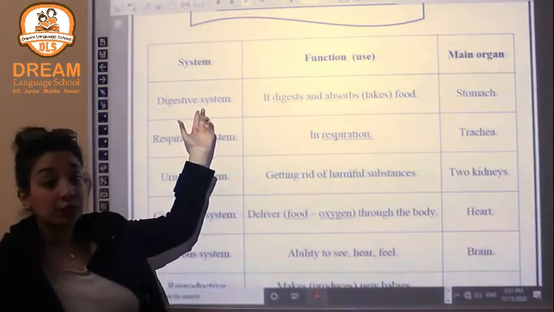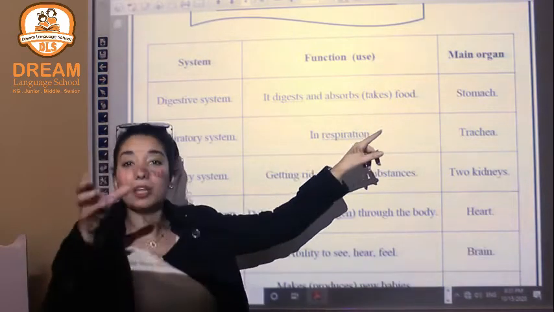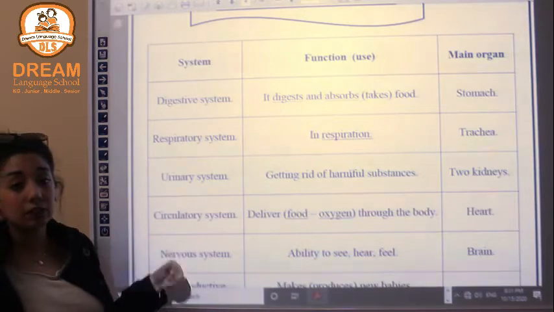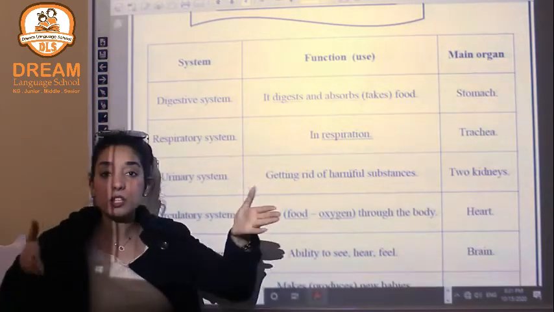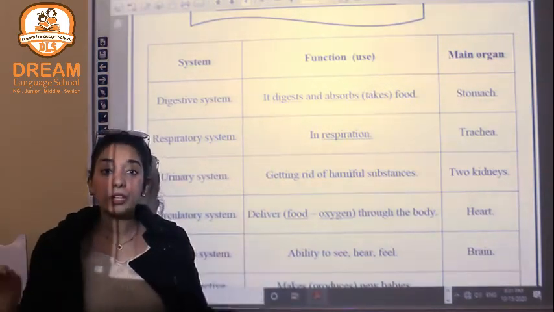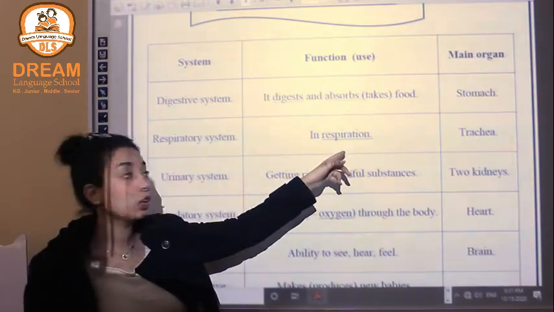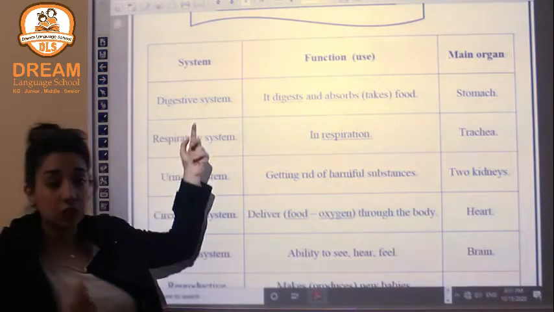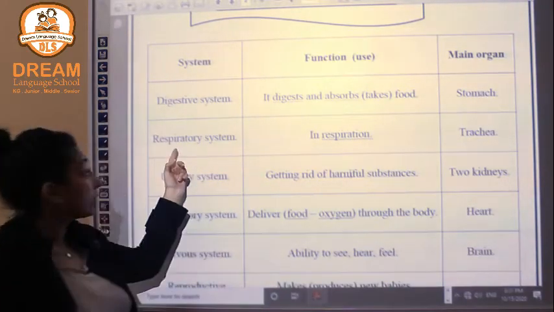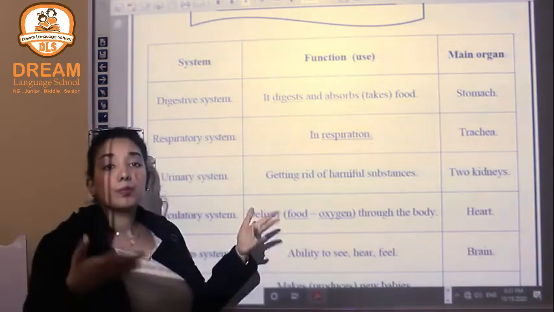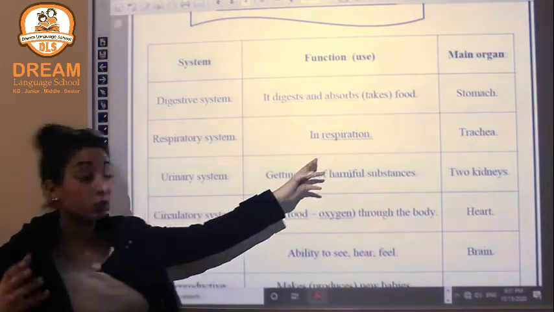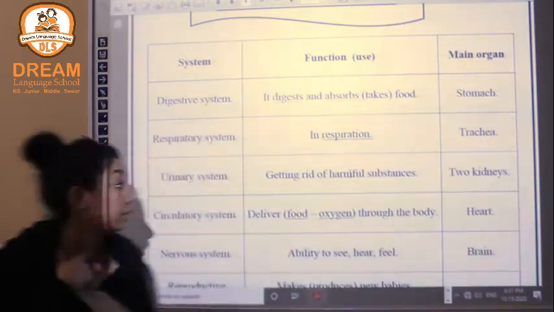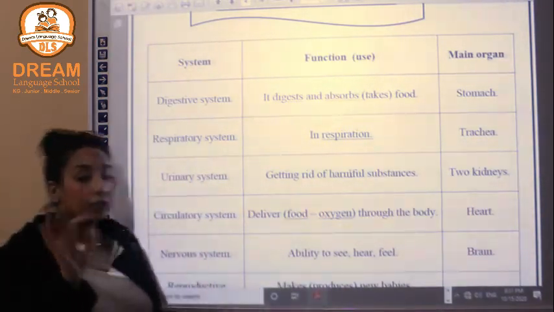What is the main organ of the digestive system? The system consists of organs. The main organ is the stomach. Let's go to the respiratory system. The respiratory system is responsible for breathing. When you breathe, that is respiration. What is the main organ? It is the trachea. So the digestive system digests and absorbs the food, and the respiratory system is for respiration, breathing. The main organ for respiration is the trachea.